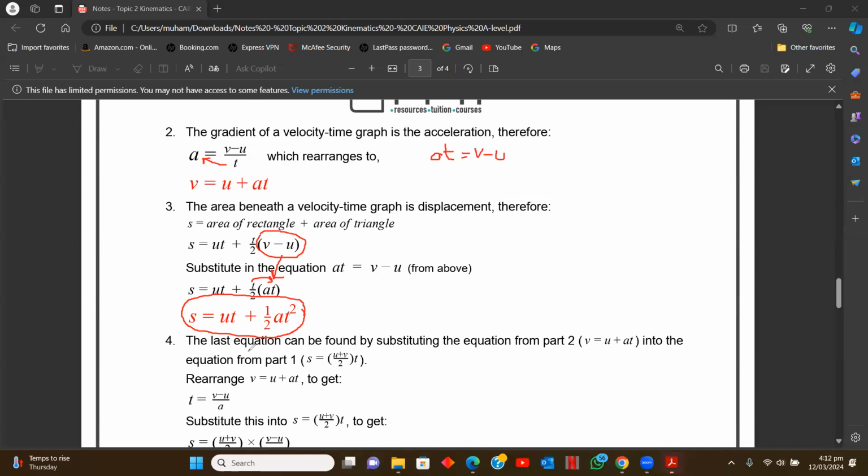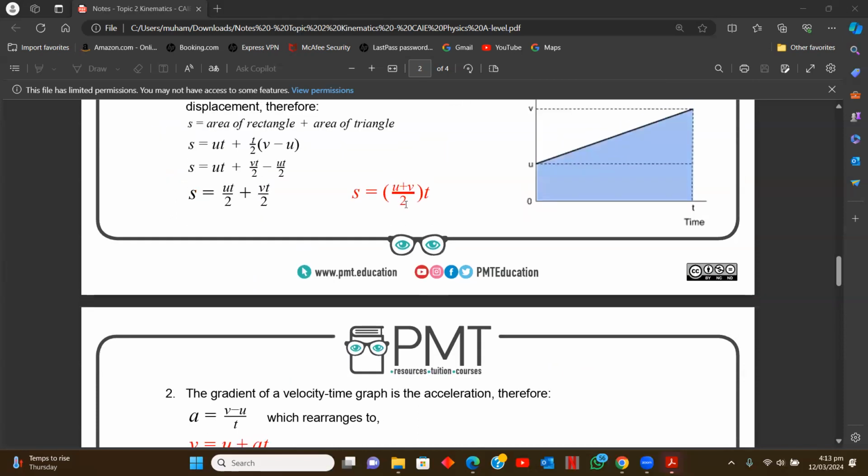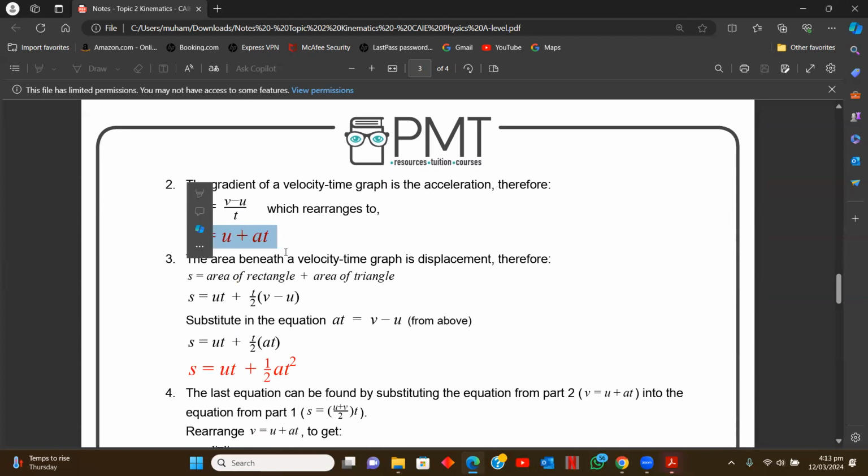Now the last equation. What you can do here is substitute the equation from part 2 into the equation from part 1. That is, this equation into the first equation that we saw earlier. Okay, let's look at that again. So this was your first equation: s equals u plus v by 2 times t, where v equals u plus at.